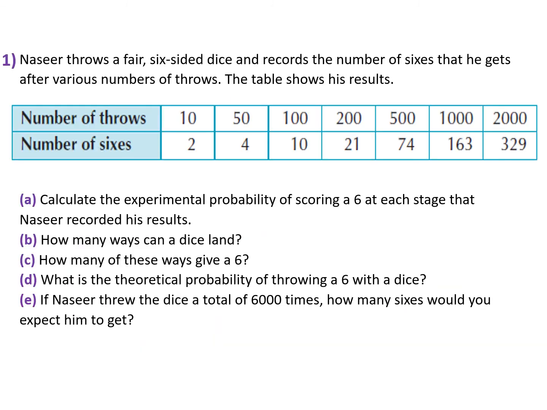Okay, let's have a look at this example. Nasir throws a fair 6-sided dice and records the number of sixes that he gets after various numbers of throws. The table shows his results: number of throws and number of sixes. When he throws 10 times, the number of sixes he gets is 2. When he throws 50 times, the number of sixes is 4. I suggest you pause the video and work on the following questions.